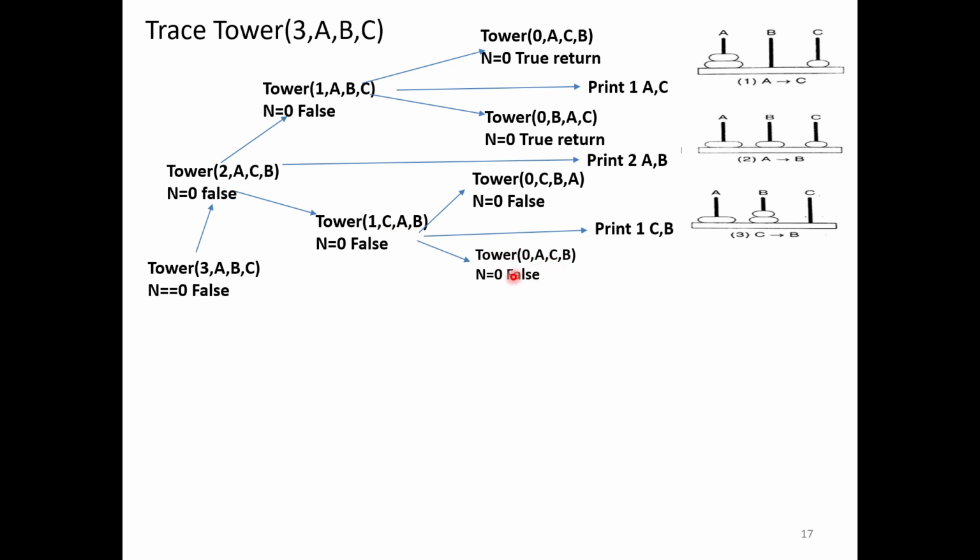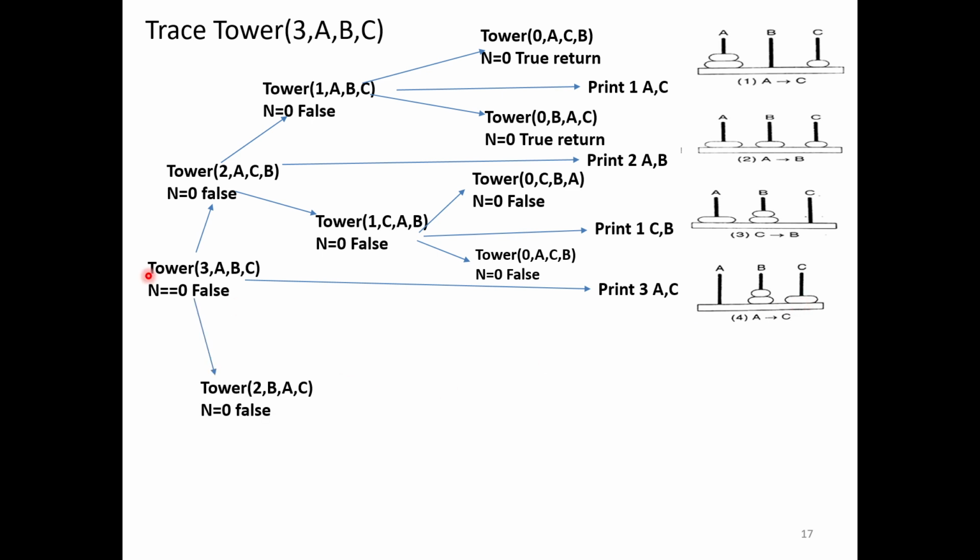Is n 0? Yes. Previous step, from where it was called, from here. Move disk number 3 from here, plate number 3 from here A to C. You keep it on C, in the pole C. In this case also, all these are in proper order. Down path. 3 minus 1, 2. B, A comma C. Is n 0? No. Next step.